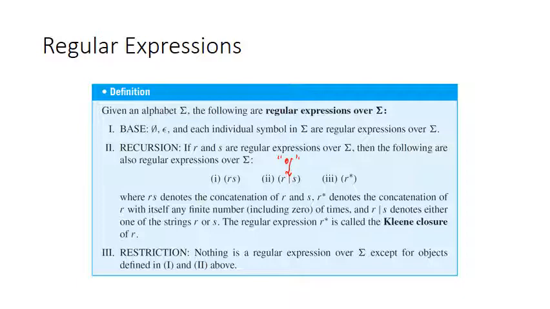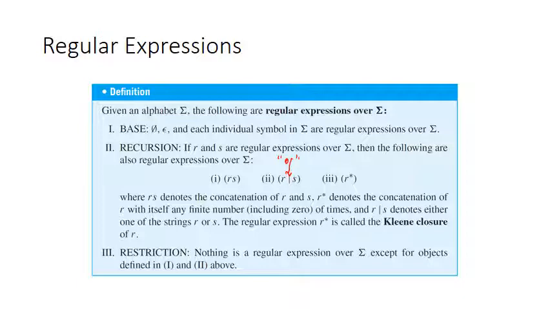And then finally, number 3, R star. That is again the Kleene closure, and it indicates that you can repeat the string R as many times as you want. You can concatenate it with itself any number of times that you want, including 0 times. Okay, and the last part there, the restriction, is that nothing else is a regular expression over sigma except for the objects defined in 1 and 2 above.